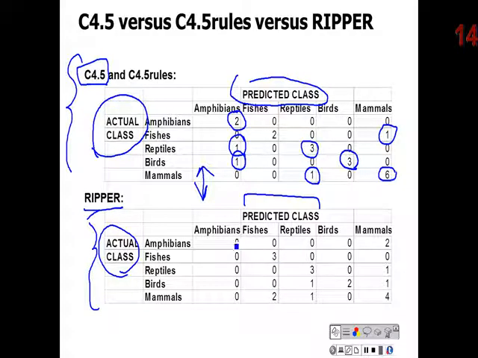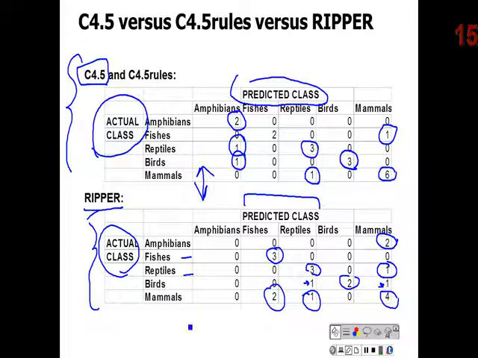For example, here the actual class should be amphibians, and it was predicted as mammals, so it's completely wrong. The second one was a fish, and the prediction was right. For reptiles, three, however, we had one misclassification. In the birds, we have two birds, but this is wrong and this is wrong. And in the mammals, we have only four right, where the other two are wrong. So based on what you see here, you can tell me which one worked better than the other.